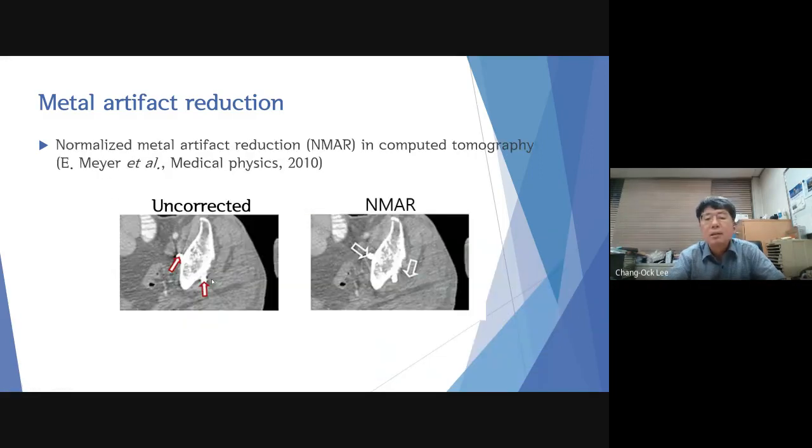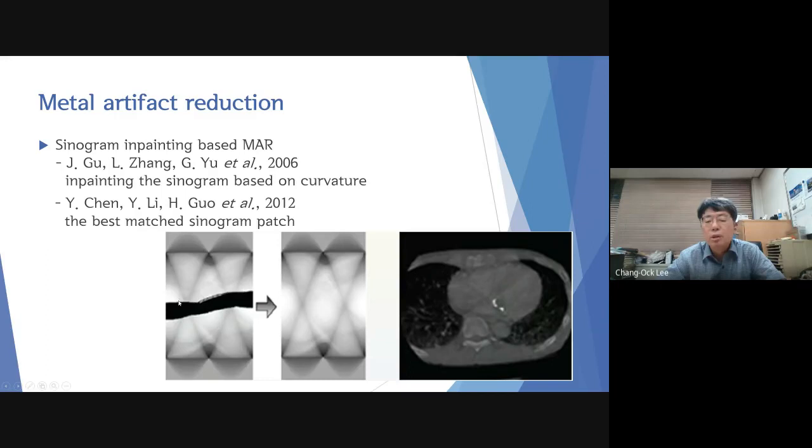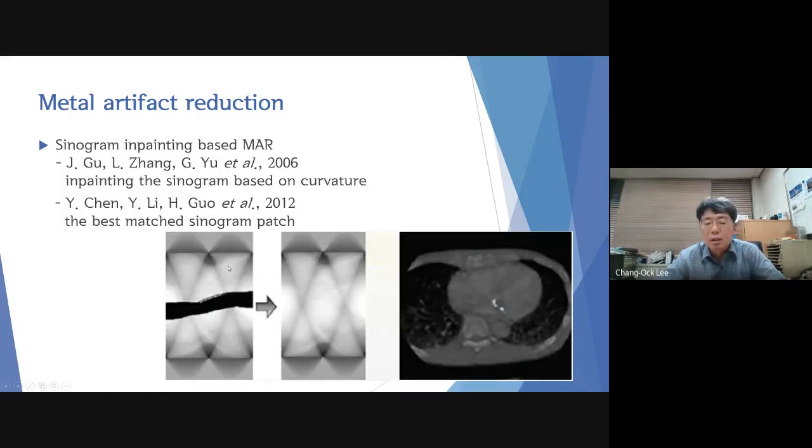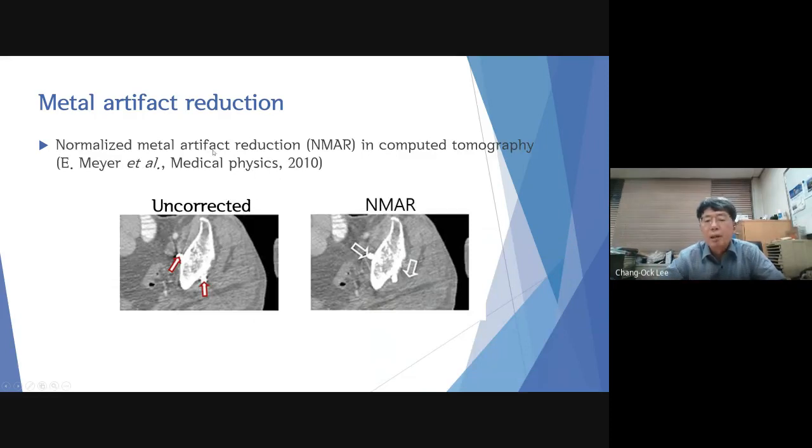The standard method in this area is NMAR, called the normalized metal artifact reduction method. In order to reduce the artifact from this interface, this method normalizes the sinogram data and takes linear interpolations. Then again, we multiply the sinogram data by normalization factors. It gives the best result, and we see the artifact reduced much, but still you can see a little artifact remain.